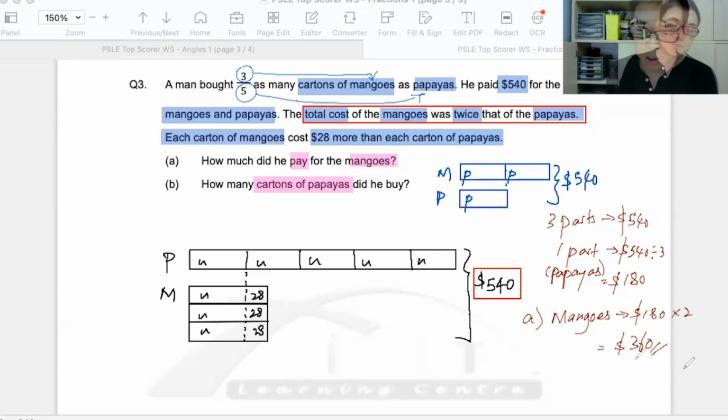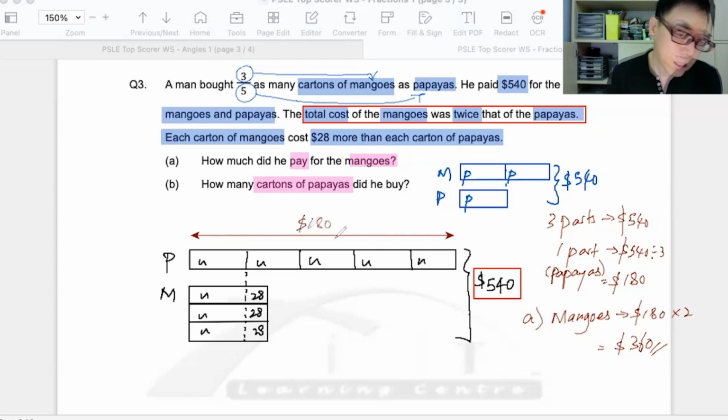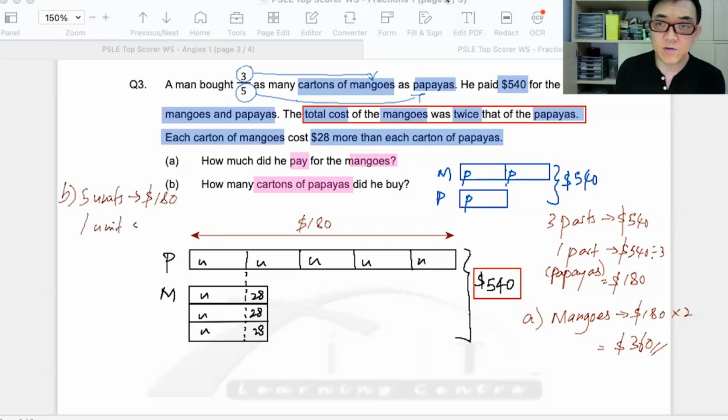So what do I do next? If I were to take this number, 360 or 180, I can divide this by what? Isaac, if papayas is $180 and this is papayas, then I could also say that this would represent $180. Do you agree or not? Then can you tell me how much is 1 unit? 180 divided by 5. If I now take 180 and I divide this by 5 to get 36. That means I'm saying that 1 unit is 36.